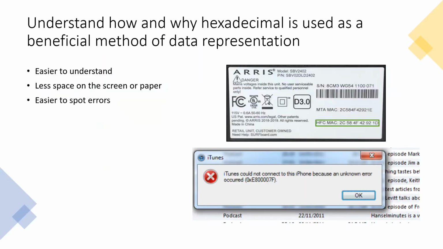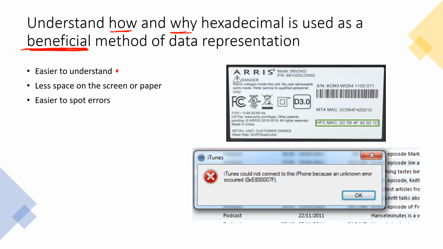Now the next one is another common question that you see in exams, and it's all about how and why hexadecimal is used. It's been developed to benefit computer scientists, and you'll see it in a whole host of places. The reasons it's used: number one, hexadecimal is easier to understand than binary. If you have a big long number and you can split it up into hexadecimal numbers, it's a lot easier and clearer for programmers to read and write.